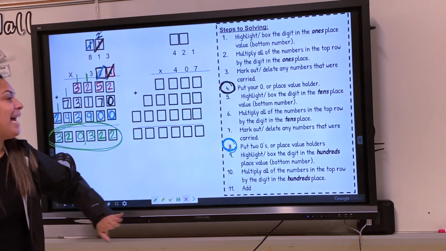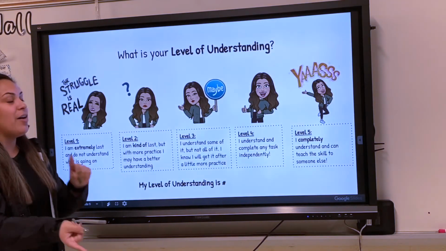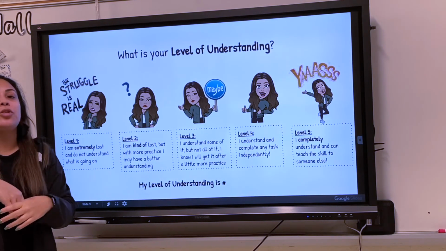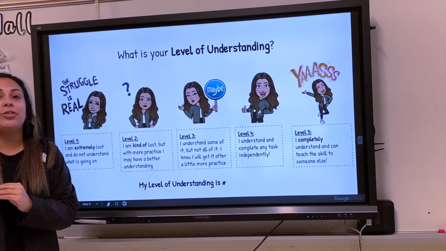Okay, and then the last slide is just, what is your level of understanding of what we just did? So what is your level of understanding of multiplying a 3-digit by a 3-digit number?